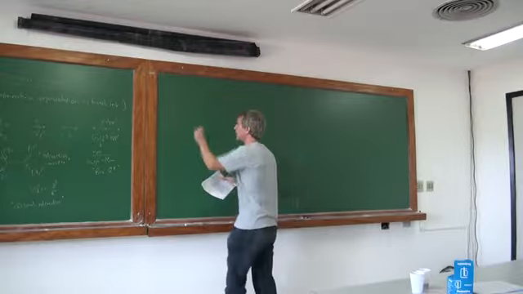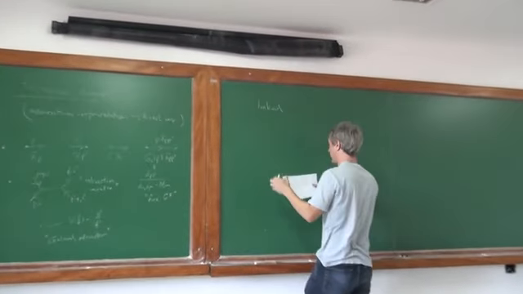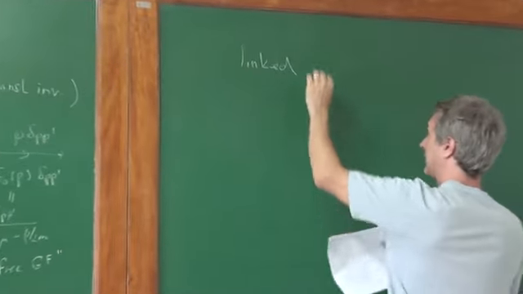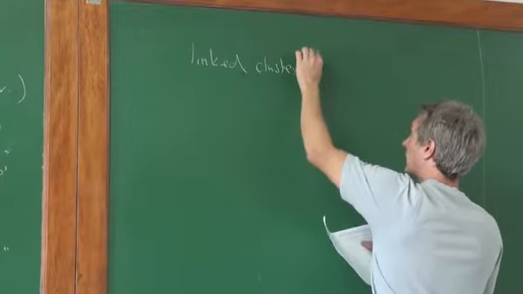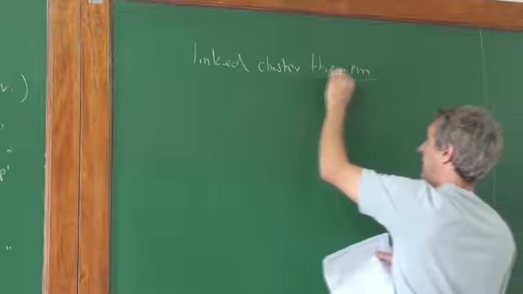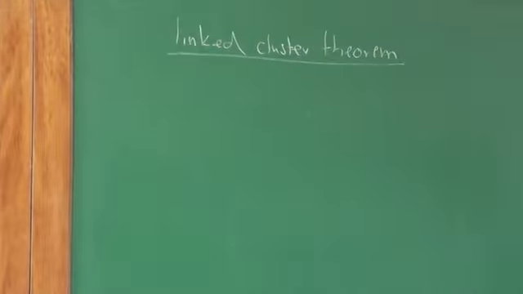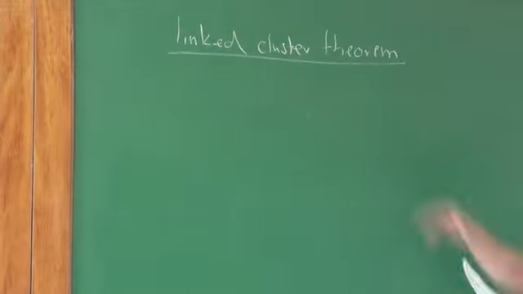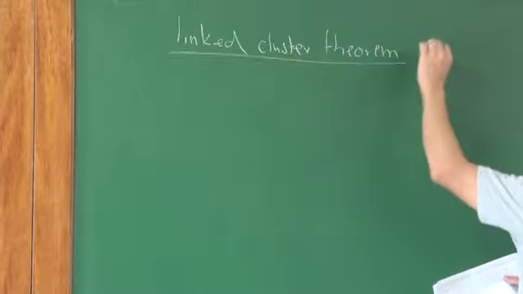Okay, so the first general comment on the diagrammatic perturbation theory is the linked cluster theorem, which I here state for correlation functions. There is a similar theorem for the free energy that we will need later on, but let's first look at the linked cluster theorem for correlation functions.